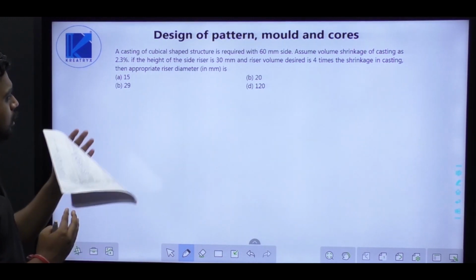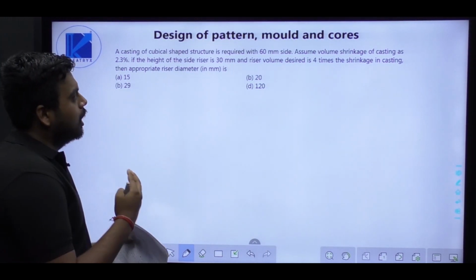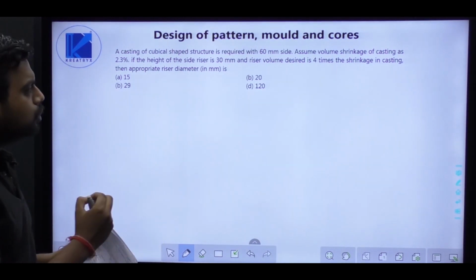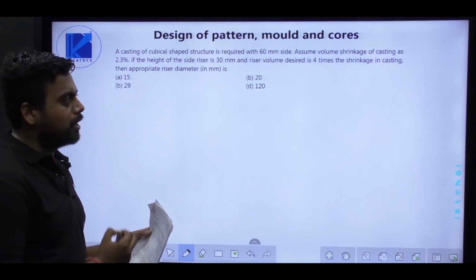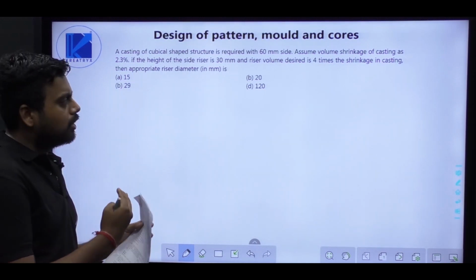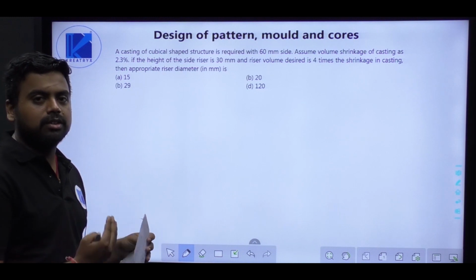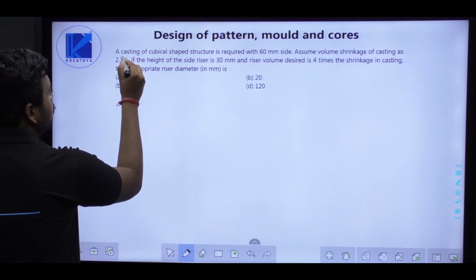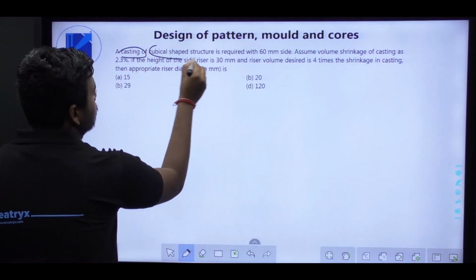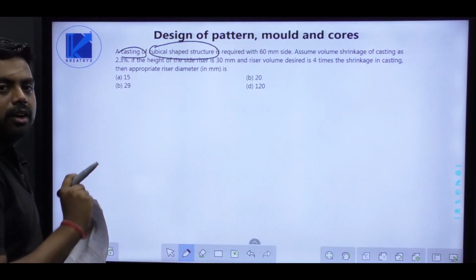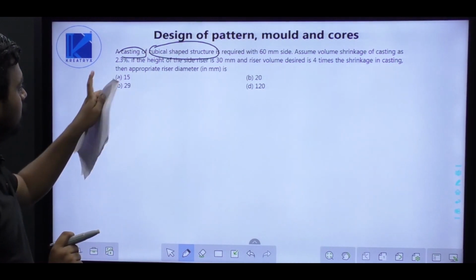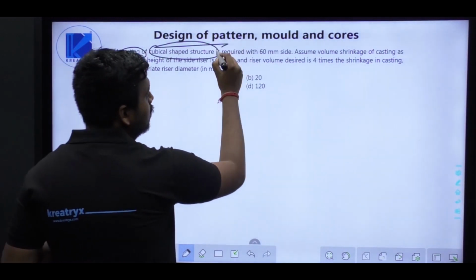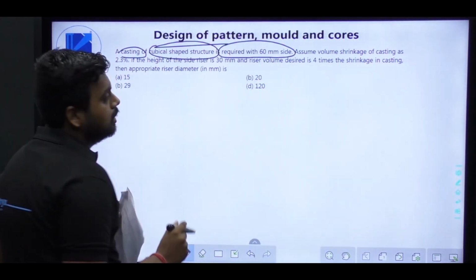So here first of all, this is a question which is based on the design of pattern of mold and core. So friends, first of all I will read the question and then I will mark the very important parameters in this question, and then I will try to solve this question and also explain the concept behind this question. So the question is saying a casting of cubical shaped structure. The first data they have given is that there is a casting which is in cubical shaped structure, and the required side is 60 mm.